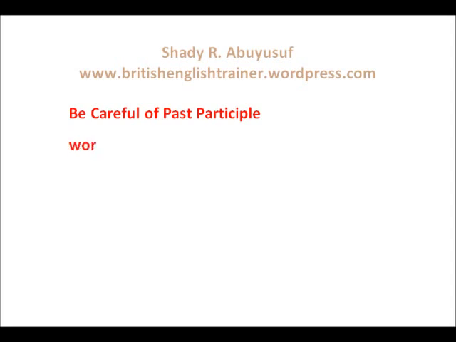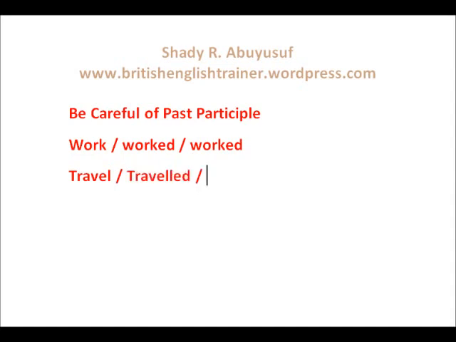Like what? Look at this, work. The second form is worked, and the third form is worked. So we say that worked, the third one, is past participle. So work, worked, worked, the last one is what we call past participle. Now look at this one here, something like travel, and then you have traveled, and then you've got traveled. So traveled, that is number 3, is what we call in English past participle.